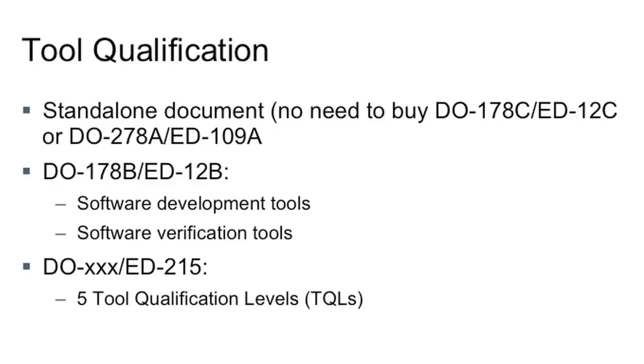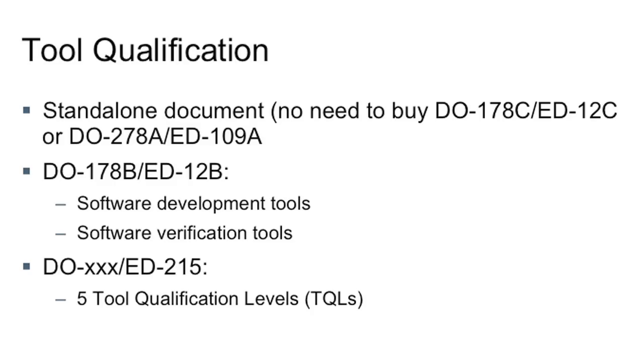So that moves me on to the new documents that we're writing. There's a new document on tool qualification, and it's a standalone document. So if you're a tool vendor, you don't need to buy DO-178C as well. You just need to buy the tool qualification document. Back in DO-178B, we had 2 kinds of tools that could be qualified, software development tools and software verification tools. In the new document, we've got 5 tool qualification levels, or TQLs.